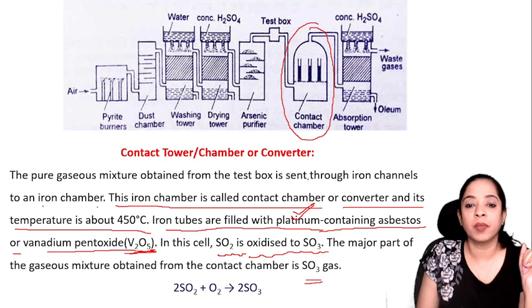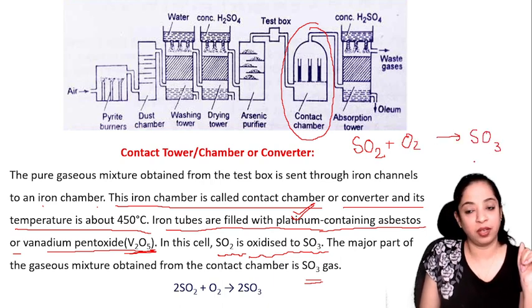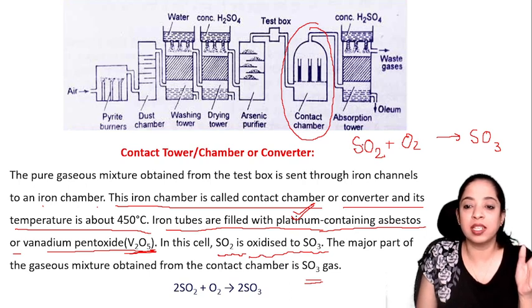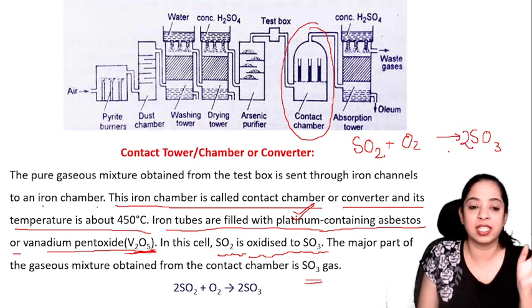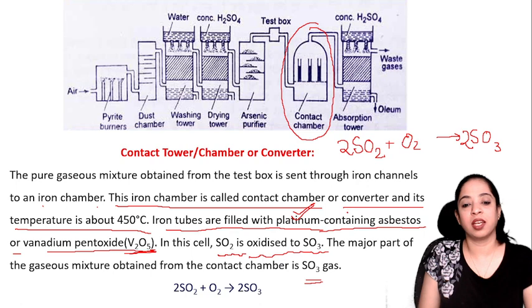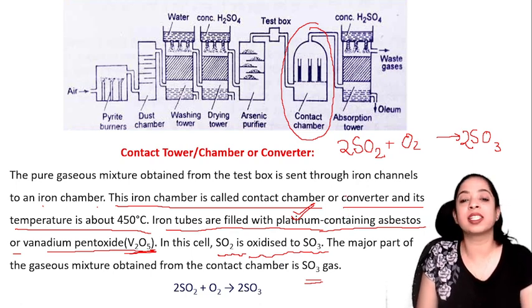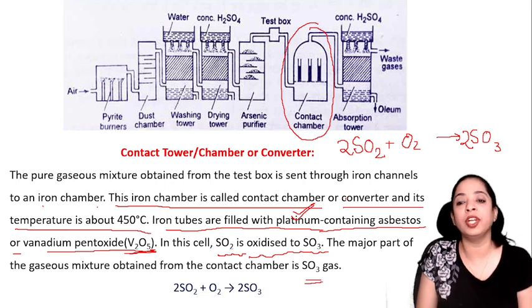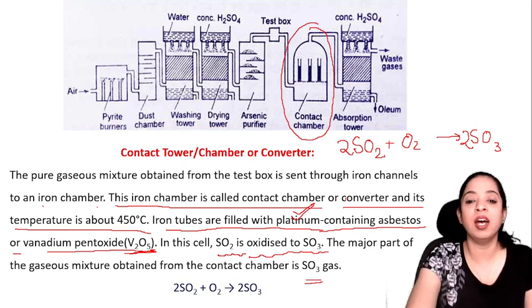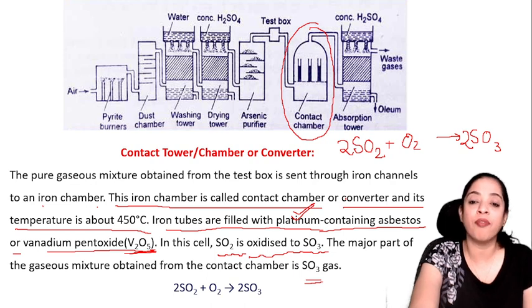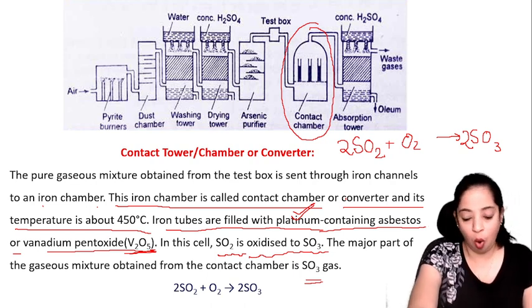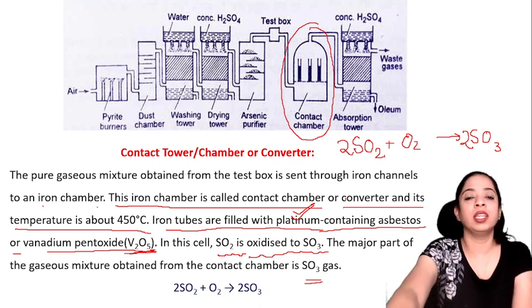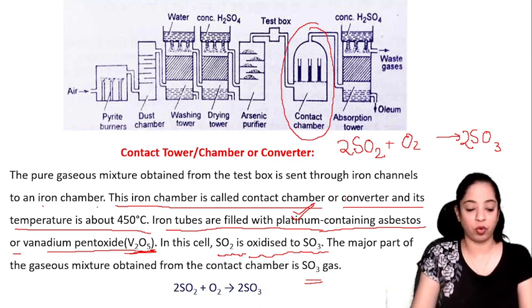So what is happening here? The purified SO2 gas is oxidized to SO3. Are you able to see the reactions? So just balance it now. So 1, 2, 3, 4 oxygen, and here there are only 3 oxygen. So you make it as 6, and here also now it is 6. Correct? So what is happening in the contact chamber? Sulfur dioxide is getting oxidized to sulfur trioxide in the presence of catalyst vanadium pentaoxide or platinum.